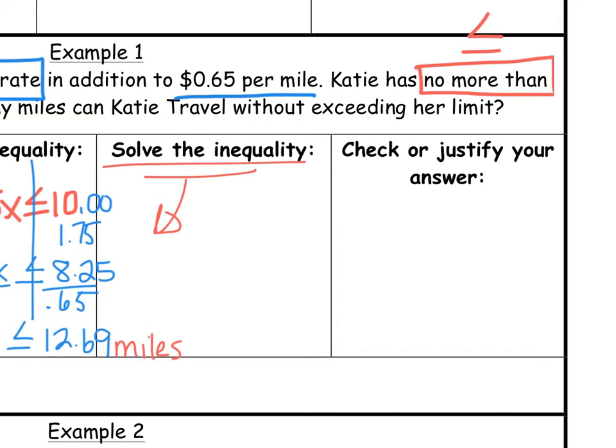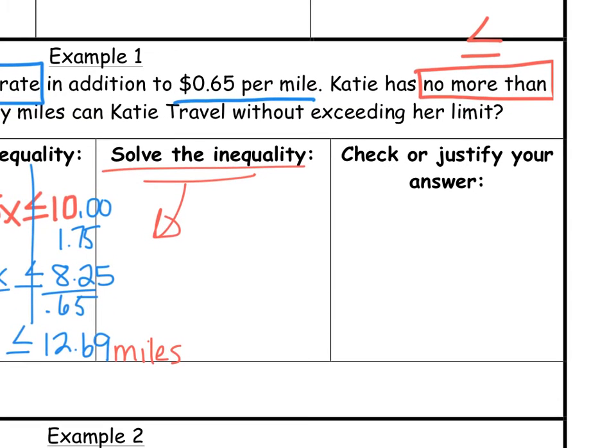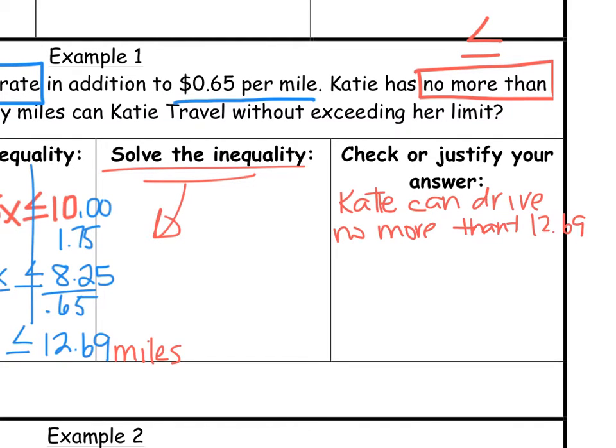Well, let's write our answer in a complete sentence. Katie can drive no more than 12.69 miles. So how are we going to check that? Let's put it back in the equation.